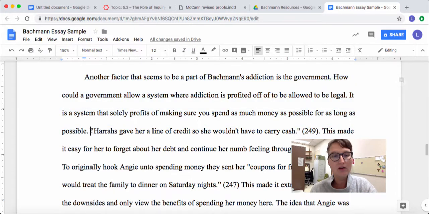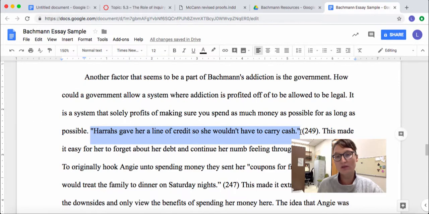But then, right here it begins to break down because they've got this quote that doesn't really have anything to do with the government. It says, "Harrah's gave her a line of credit so she wouldn't have to carry cash." And really, from then on, not till the end of the paragraph, but for a while, it's clear that they're talking about the casino's actions, and it's not clear what that has to do with the government, okay?